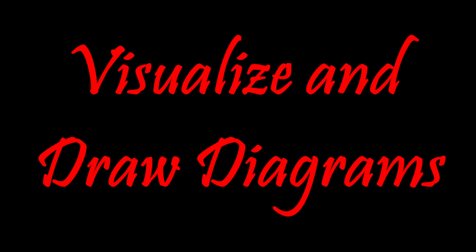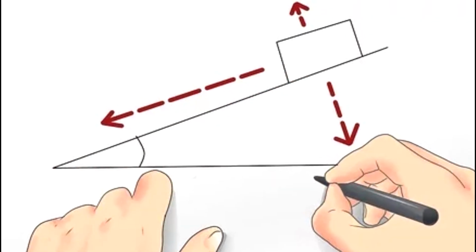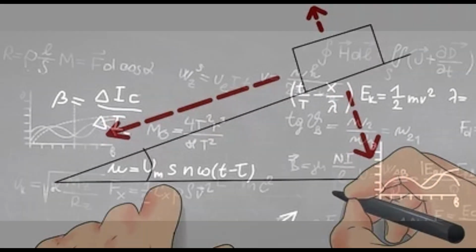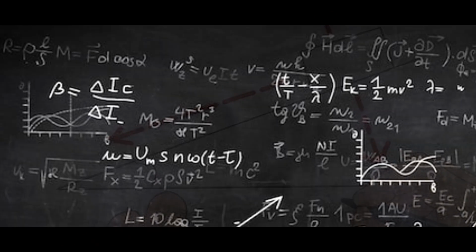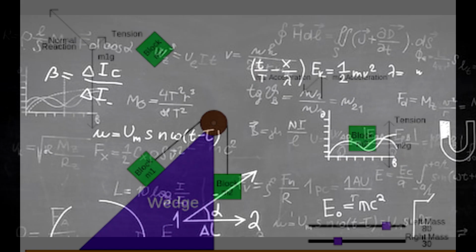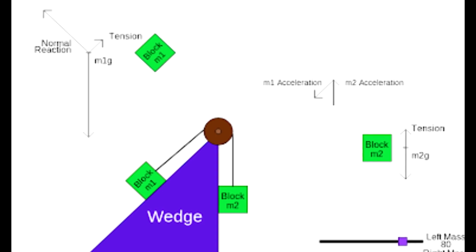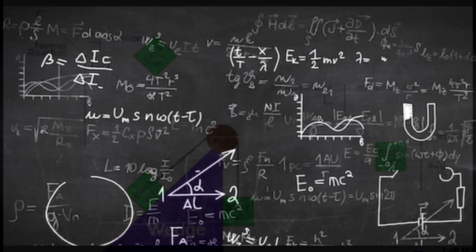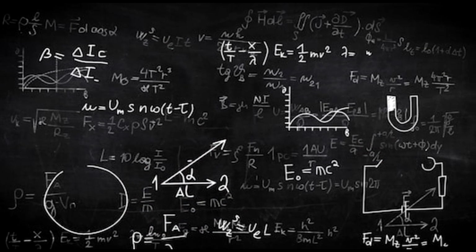Step 2. Visualize and draw diagrams. Physics often deals with complex concepts and relationships. To simplify the problem, visualize it in your mind and draw diagrams representing the key elements involved. This visual representation helps you identify relevant equations, visualize the scenario, and grasp the underlying physics principles more effectively.